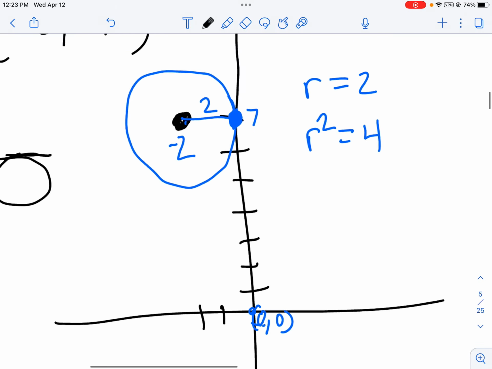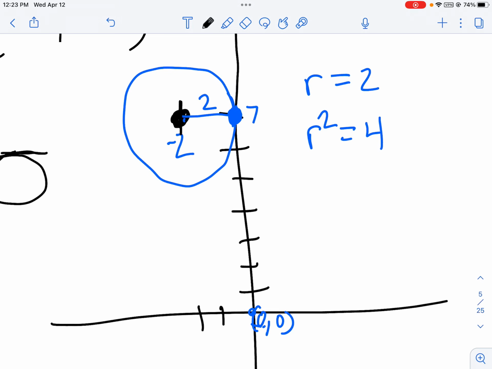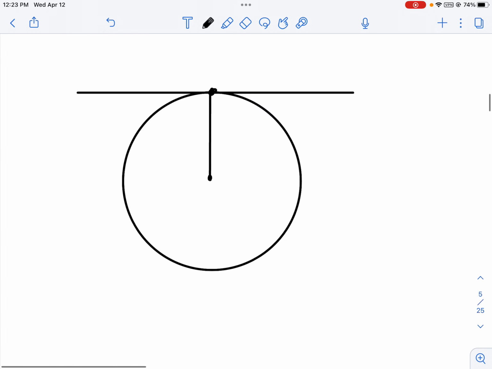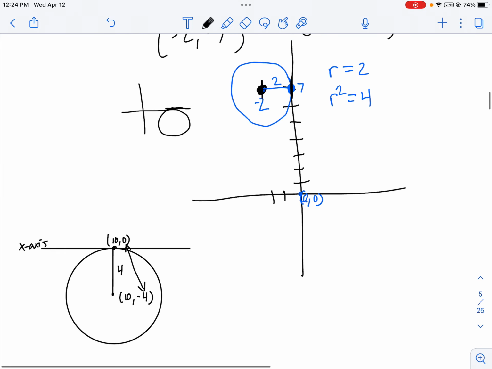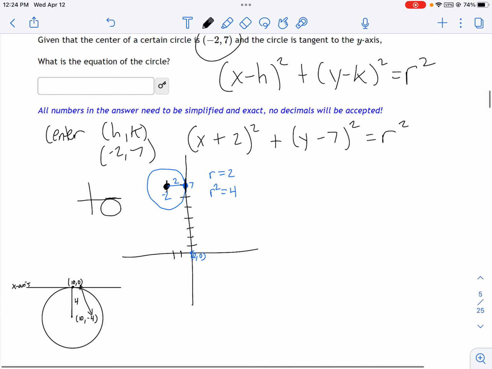So if our distance from our center to the axis is 2, the radius is 2. Let's say, for example, this was the point (10, -4), and this is our x-axis. Then the radius has to be 4, because the tangent point is (10, 0). The distance from -4 to 0 is 4. That would be finding that last piece of information.